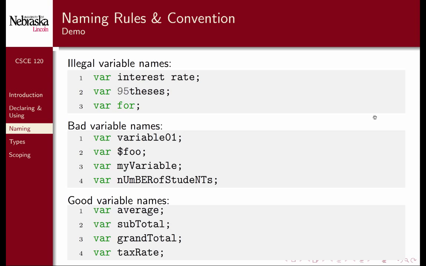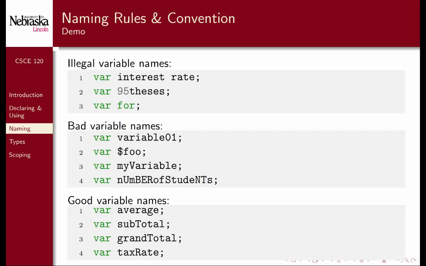Some examples. Some illegal variable names would include interest rate with a space between them. Variable names cannot contain white space. Another example of an illegal variable name would be 95 Theses. Recall that they cannot begin with numbers. Another illegal variable name would be for, because it's a reserved word that's used by the language itself.